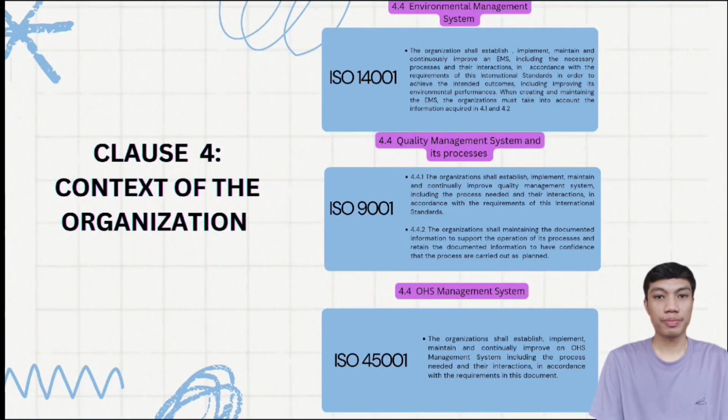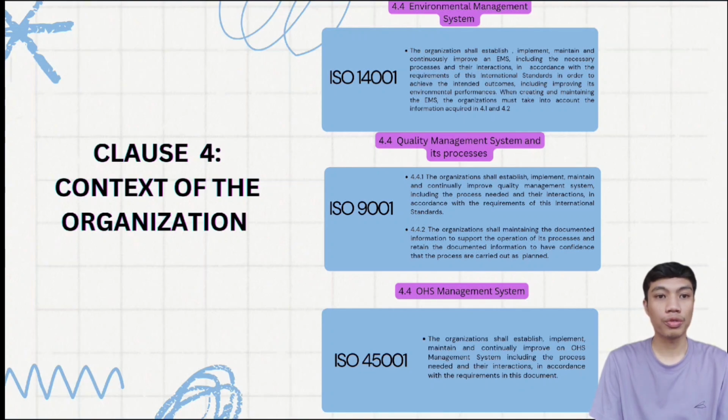4.4, Environmental Management System, ISO 14001, in which the organization shall establish, implement, maintain and continually improve an EMS, including the necessary processes and their interactions in accordance with the requirements of this international standard in order to achieve the intended outcomes, including improving its environmental performance when operating and maintaining the EMS. The organization must take into account the information acquired in 4.1 and 4.2.